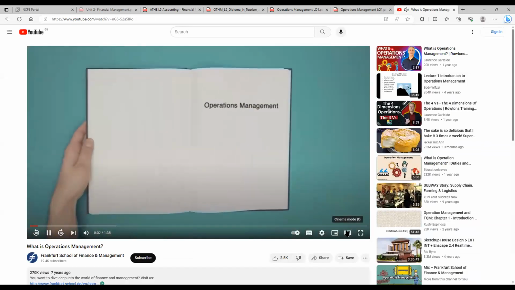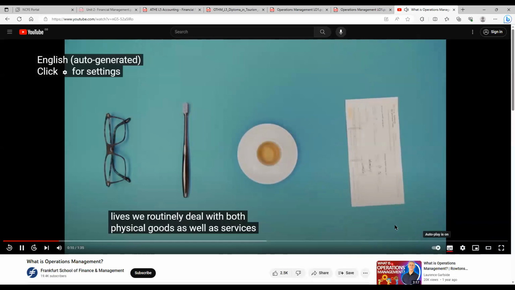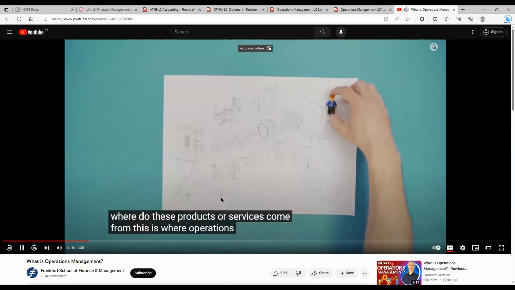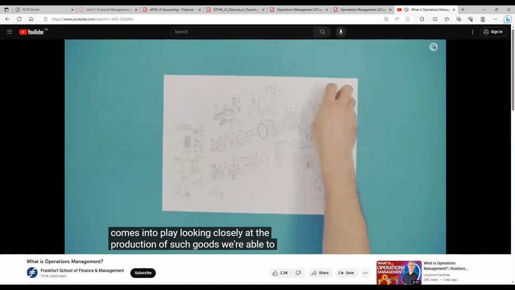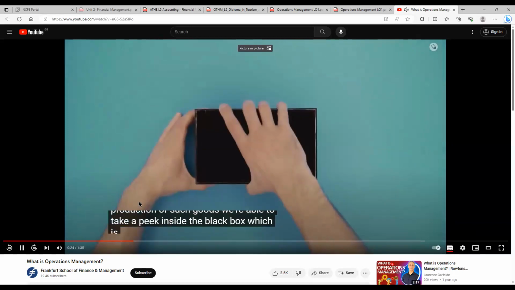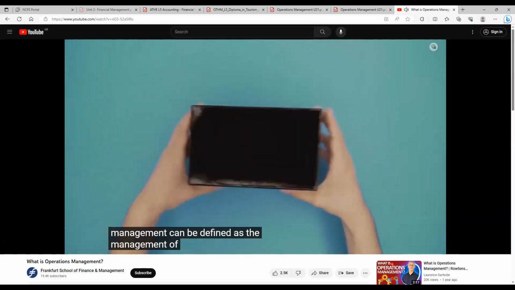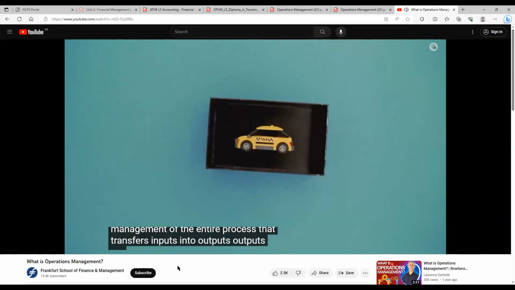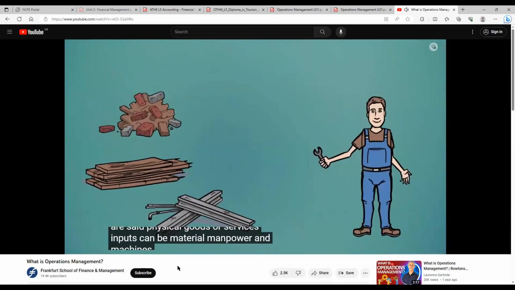Okay, let's do this. Today I'll talk about operations management. In our day-to-day lives, we routinely deal with both physical goods as well as services. But where do these products or services come from? This is where operations management comes into play. Looking closely at the production of such goods, we're able to take a peek inside the black box, which is the production process. Operations management can be defined as the management of the entire process that transfers inputs into outputs. Outputs are physical goods or services. Inputs can be material, manpower, and machines.